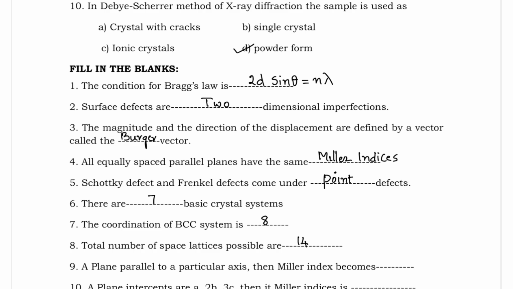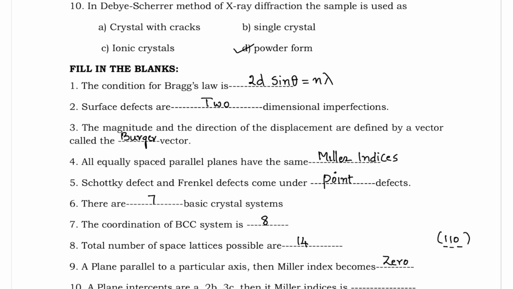A plane parallel to a particular axis, then the Miller indices value becomes 0. For example, if I say 110 plane, what is the meaning? It cuts the x axis at 1 unit, y axis at 1 unit and is parallel to the z axis.